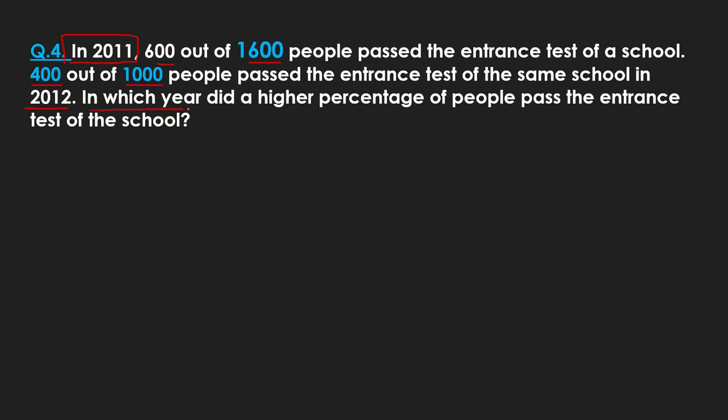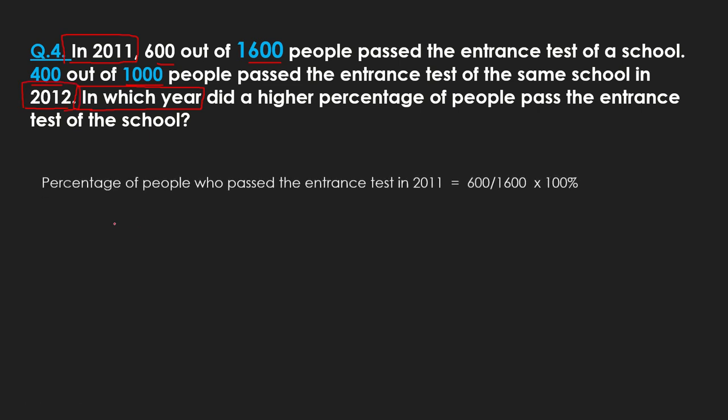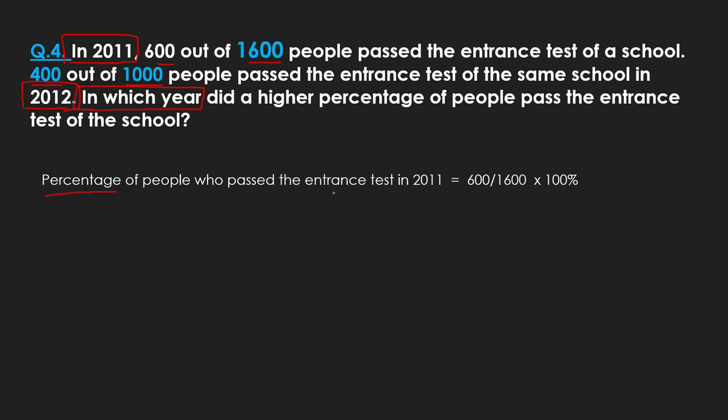So we need to figure out which year. Here is one year, 2011. Here is another year, 2012, the next year. We know the number of people who passed, but we don't know the percentage. So the percentage is 600, those who passed the entrance test, out of 1,600.